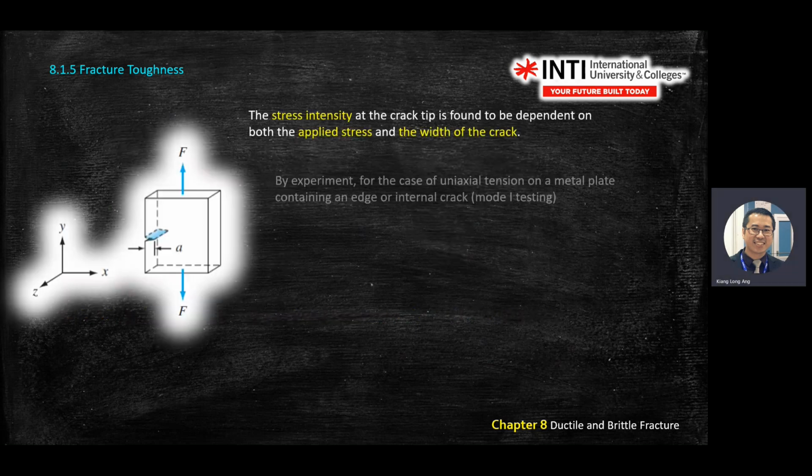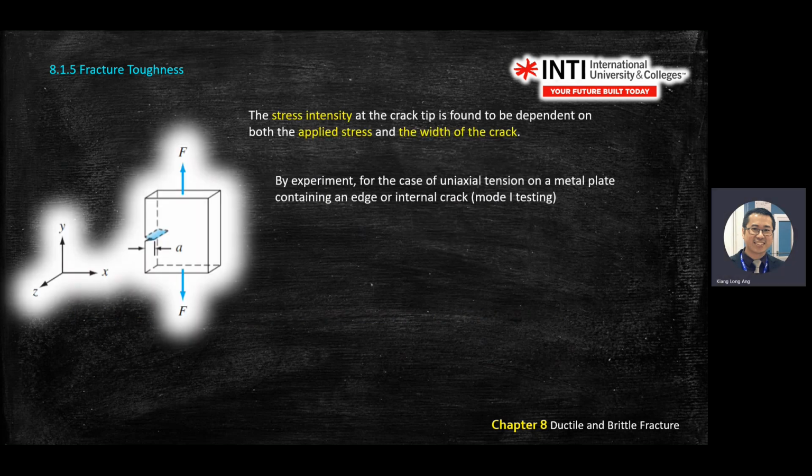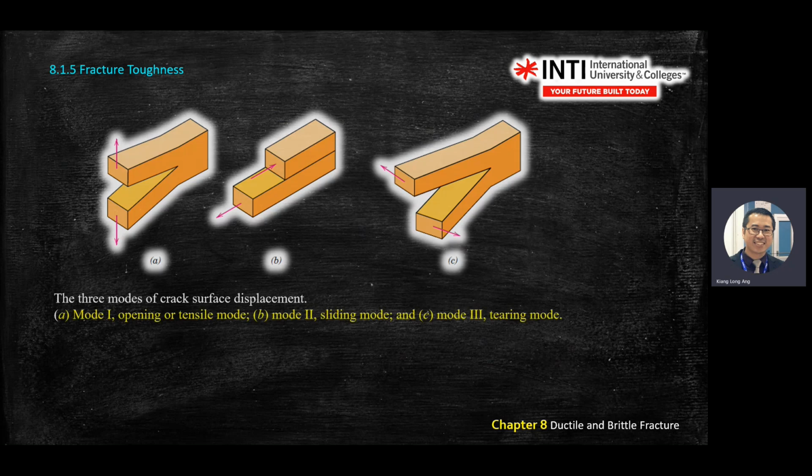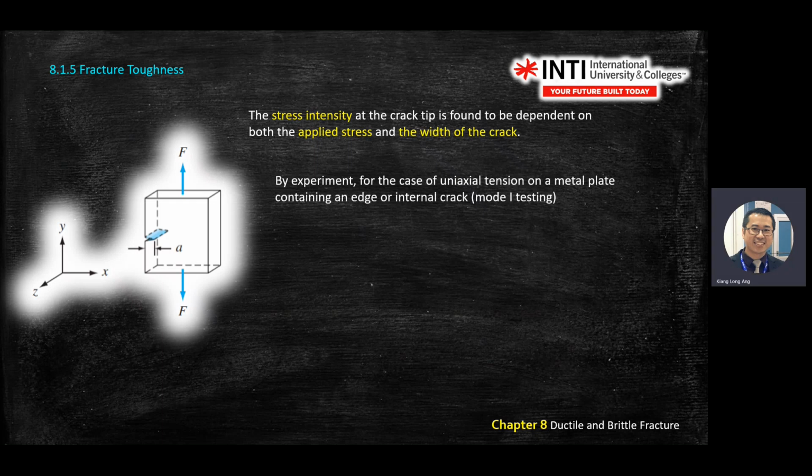So for mode 1, mode 1 is opening, this one. By experiment, for the case of a plate containing an edge or internal crack under tension, mode 1 testing, it opens up like that. So what is mode 1? Mode 1 is like a crocodile mouth. You pull at the edge here, so it opens up like that. So that is mode 1.